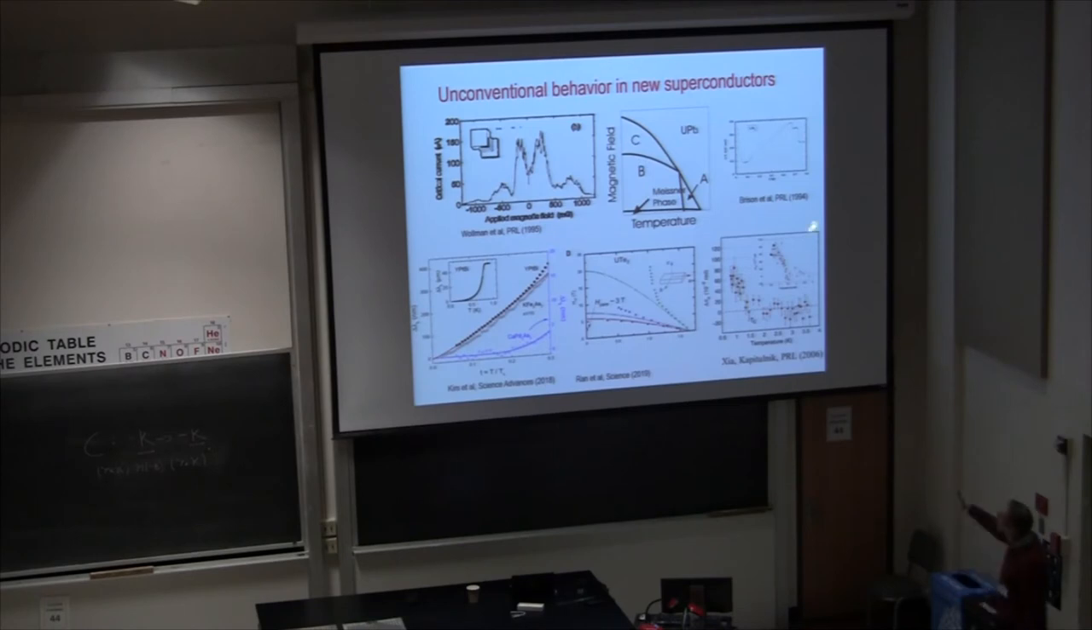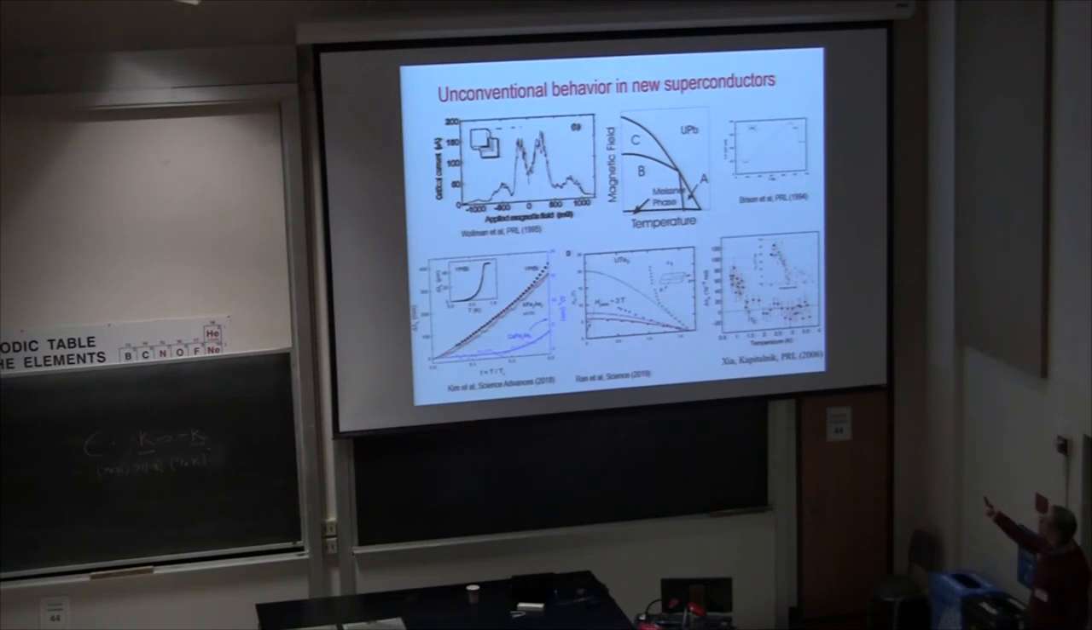specific heat in particular, you find in zero field, so I'm looking down here, you find that you get not just one superconducting transition, but two superconducting transitions. How on earth can you explain this within a theory of superconductivity, or at least a conventional theory of superconductivity?